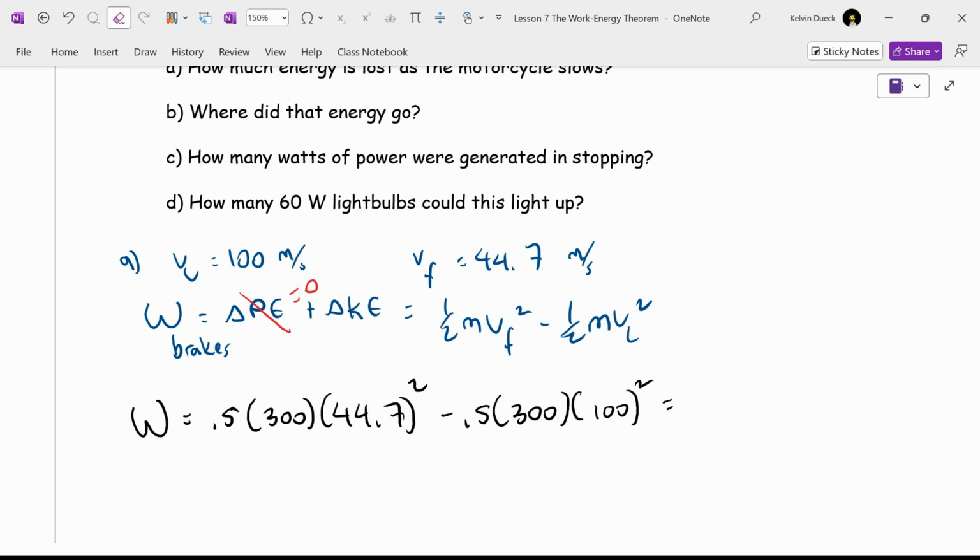What do you get? How much energy? By the way, it's going to be big. Read me all the digits. 1, 1, 2, 0, 0, 2, 8, 6, 5 joules of energy. Although we get a negative answer. Why? Because we're focusing on the motorcycle. It lost energy.